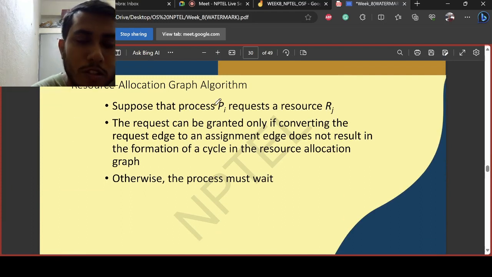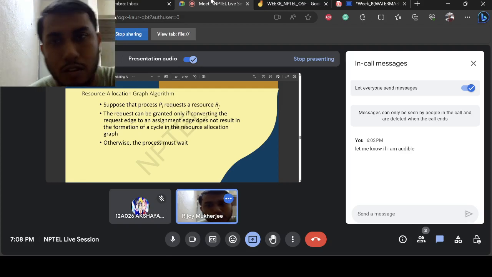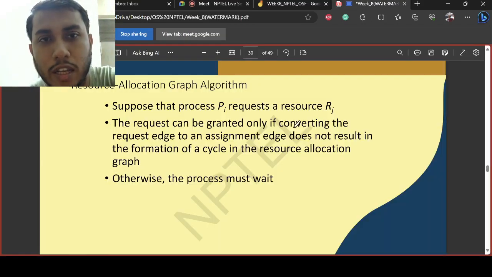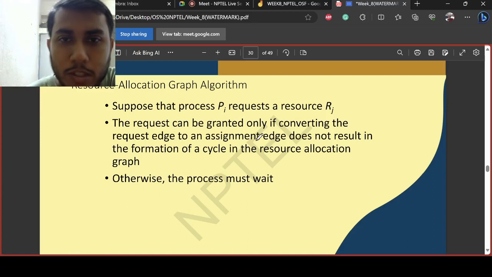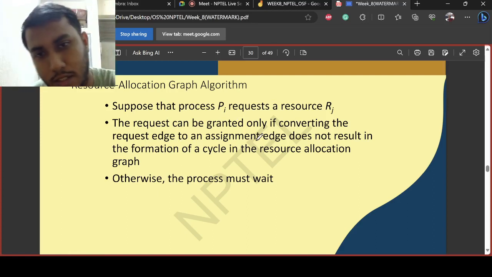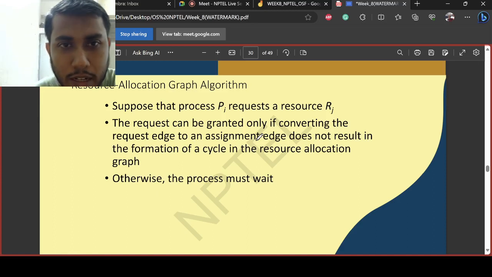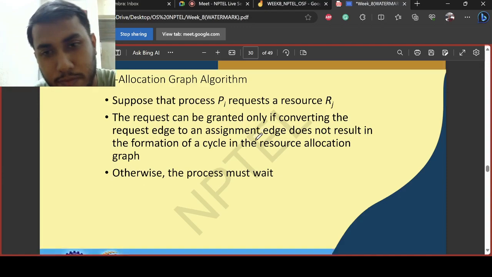So suppose a process PI requests a resource RJ. The request can only be granted if converting the request edge to an assignment edge doesn't result in the formation of a cycle in the resource allocation graph. Otherwise, the process must wait. So when you are converting a request edge to an assignment edge, if it doesn't result in the formation of a cycle, then the request can be granted, else the process must wait.